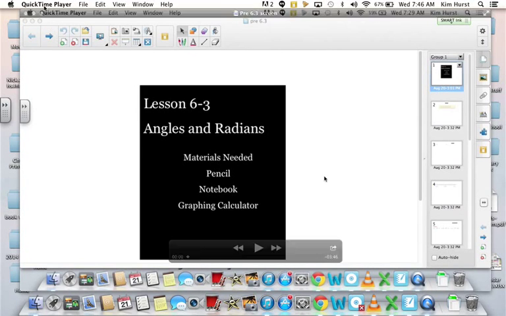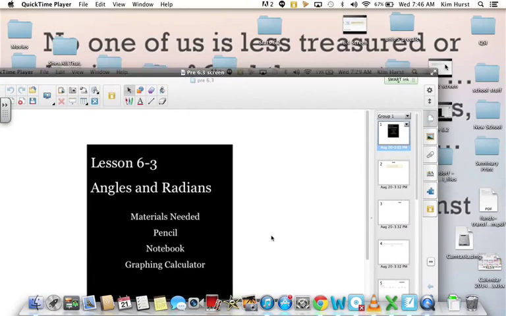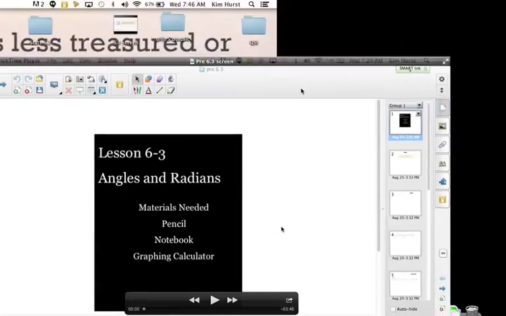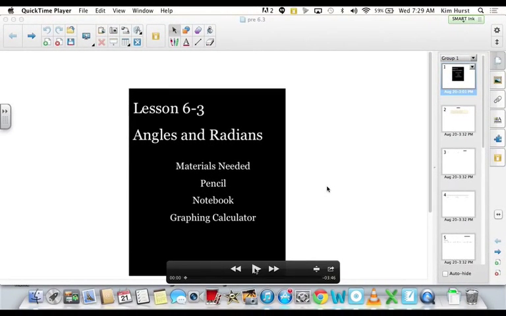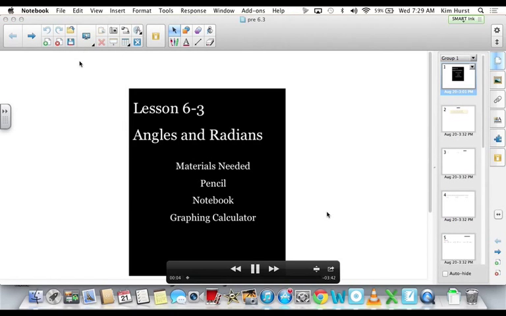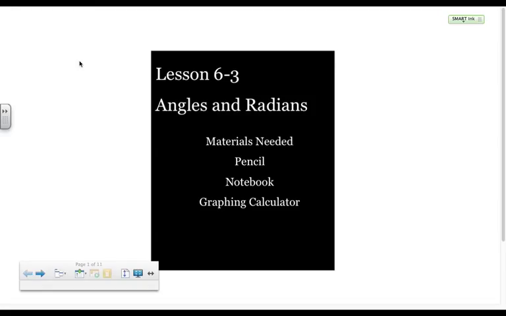Easy, and the video's actually really short. So we're going to be talking about converting radians to degrees, and you've already dealt with radians when we talked about the unit circle, so this should be pretty familiar.